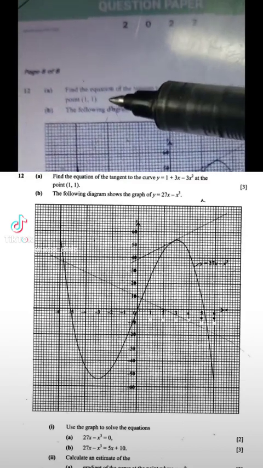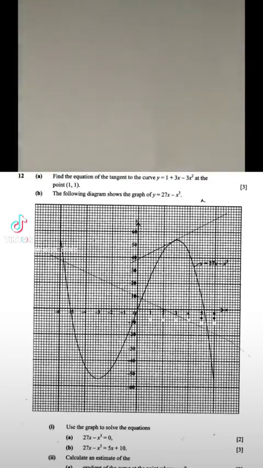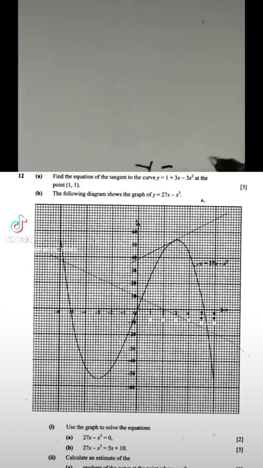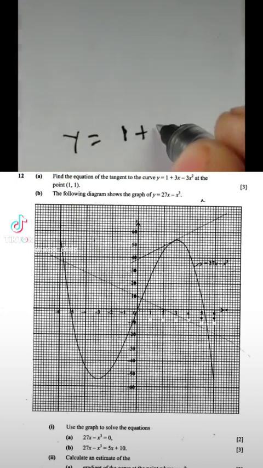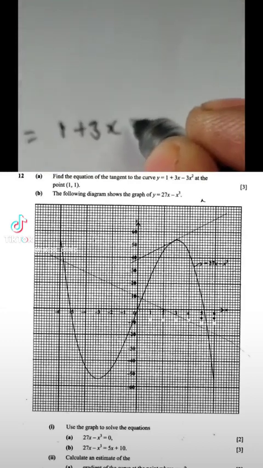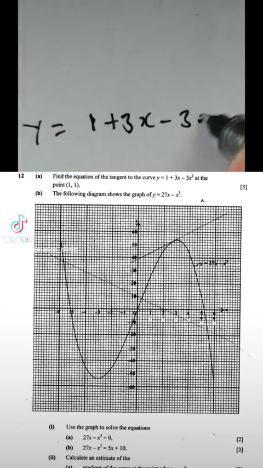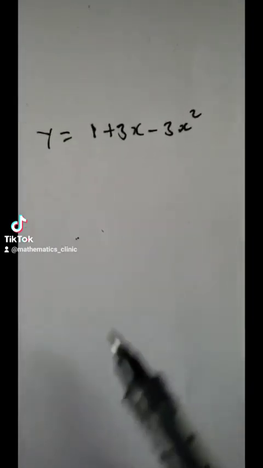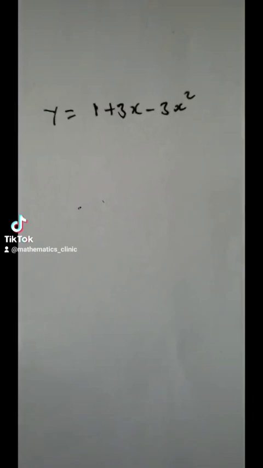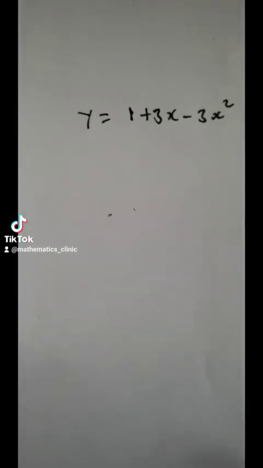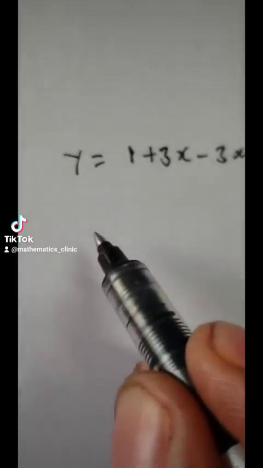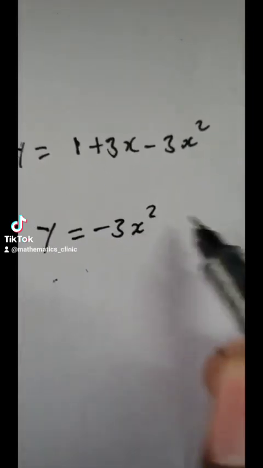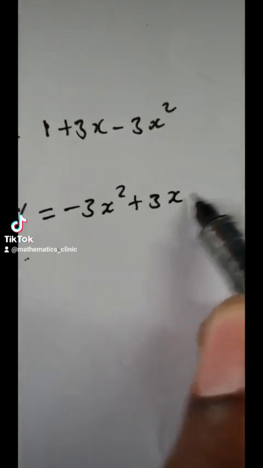In answering the first question, what you do is you first find the gradient function, okay? So our function is y is equal to 1 plus 3x, then minus 3x squared. If you want, you can write this in standard form of a quadratic function, so y is equal to negative 3x squared plus 3x plus 1.